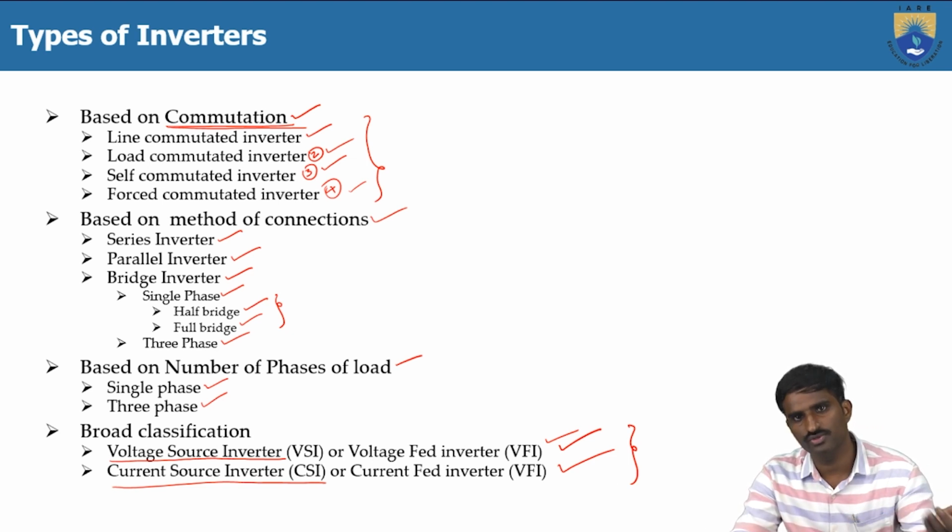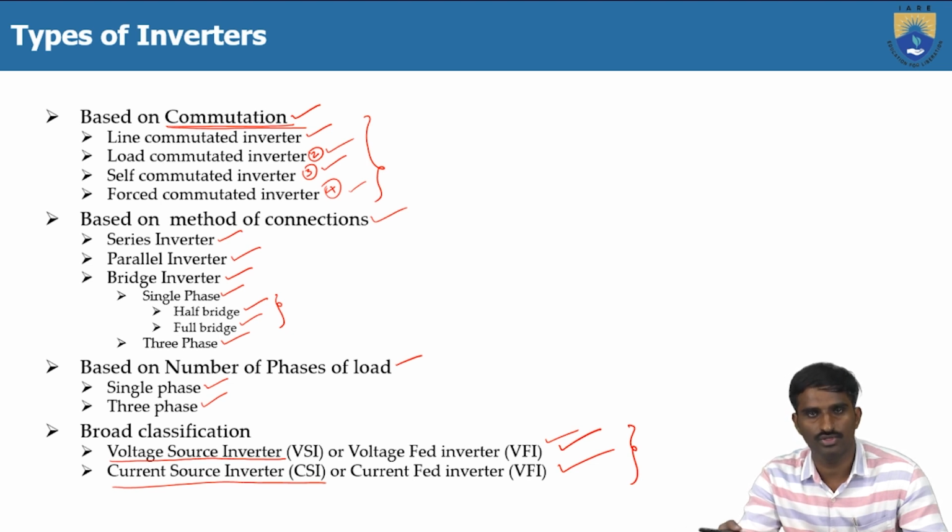Again, in the voltage source, based on the type of commutation we use, we call it line, load, self or forced commutation. Any one of the commutation techniques we must use, because here we are using semi-controlled switches, which are thyristors. By giving the gate signal we can turn on, but we cannot turn off by just removing the gate signal. So we have to turn off forcefully. That's why, based on the commutation also, we can classify the inverters.